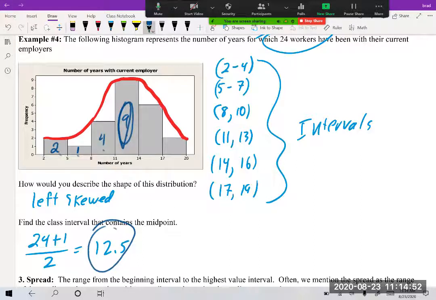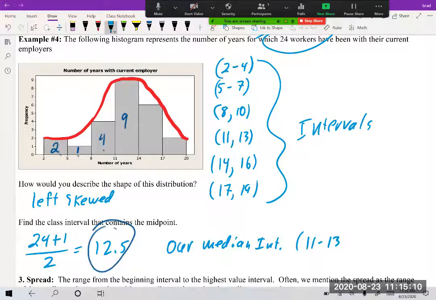So in this case, it does appear that it's the midpoint, but it doesn't always work where that's the exact middle value. So we're going to say our median interval is from 11 to 13 years. I guess I don't know why I started using commas halfway through. Sorry about that, you guys. 8 to 10 years, 11 to 13, 14 to 16, and 17 to 19. Too used to interval notation with algebra.